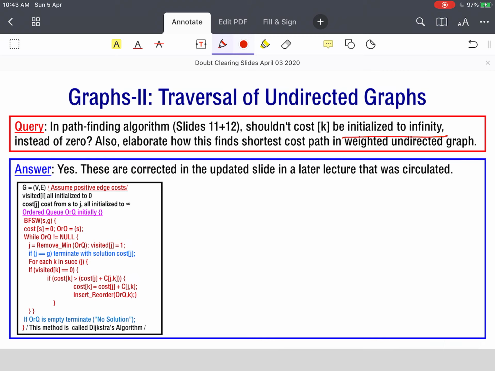The next question was whether the cost should be initialized to infinity. As I had mentioned, there was a typo in the discussion there. The slides that were given to you have already been made into infinity. So, elaborate how this finds the shortest cost path in a weighted undirected graph.